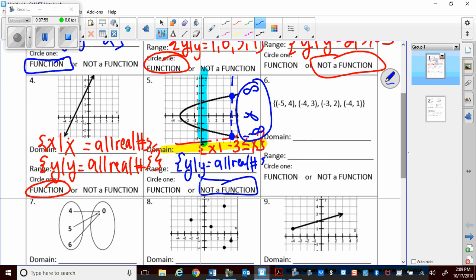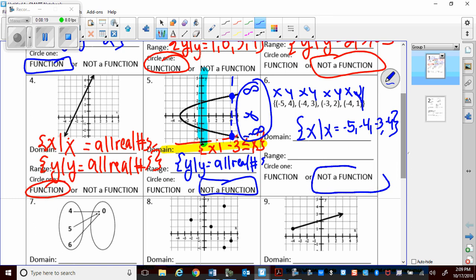Now, here's my relation here. Here's my x's and y's. And I'm going to come down. Curly bracket, x bar, x equals -5, -4, -3, -4. Does anything repeat? Yeah, -4. So this is not a function.